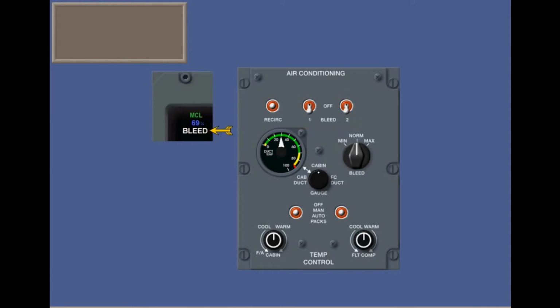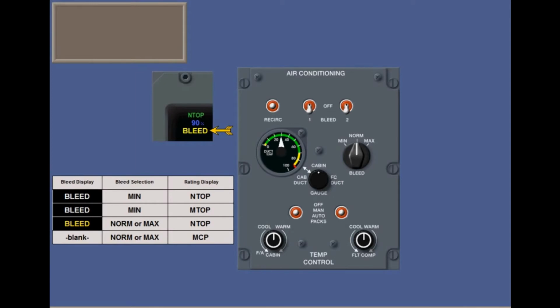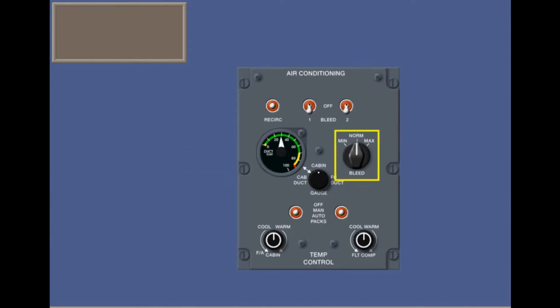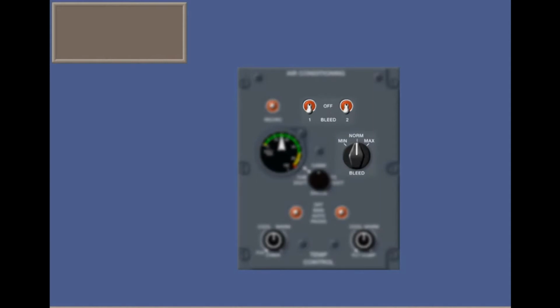Bleed status is shown on the engine display, with non-standard bleed selection in yellow as a reminder. Here is a table of bleed annunciations. The bleed control selector signals the pneumatic system electronic control unit, ECU, to modulate bleed flow through the nacelle shutoff valves. All other switches and the duct temperature gauge belong to air conditioning and will be covered in the next lesson.